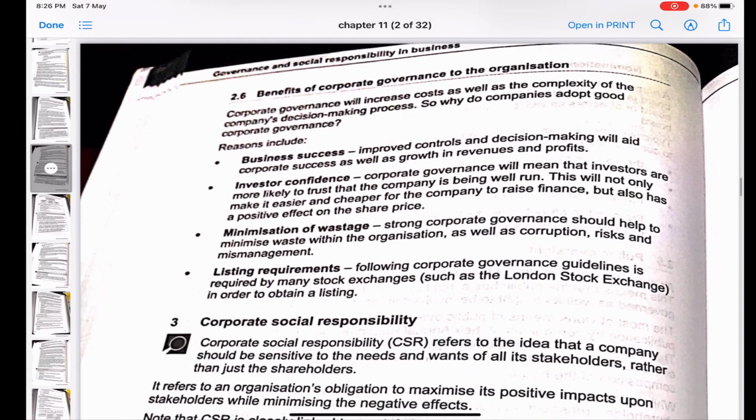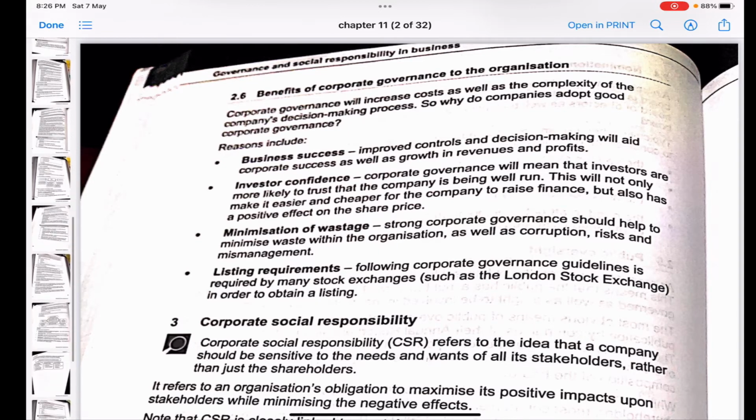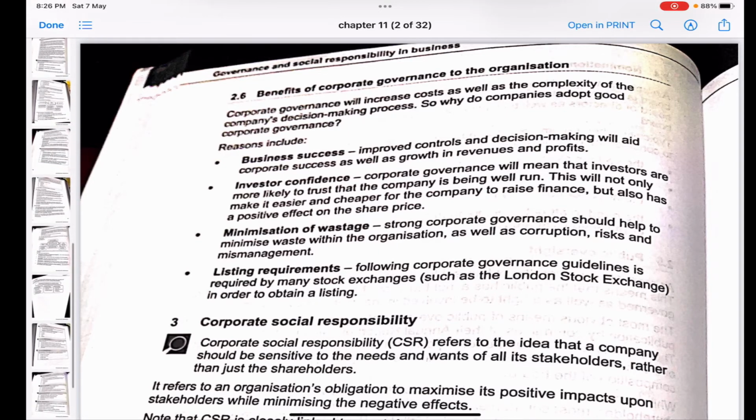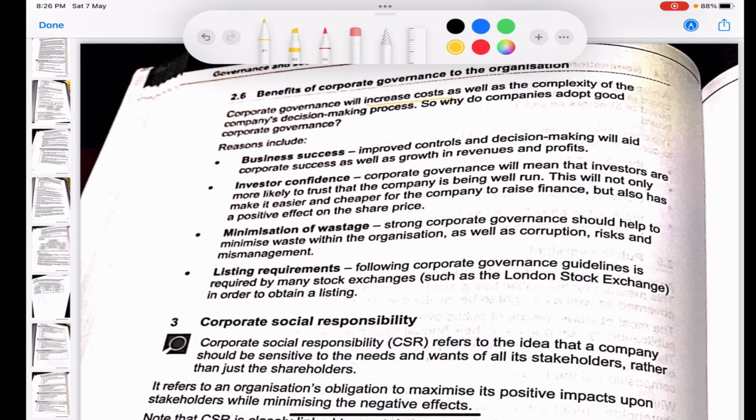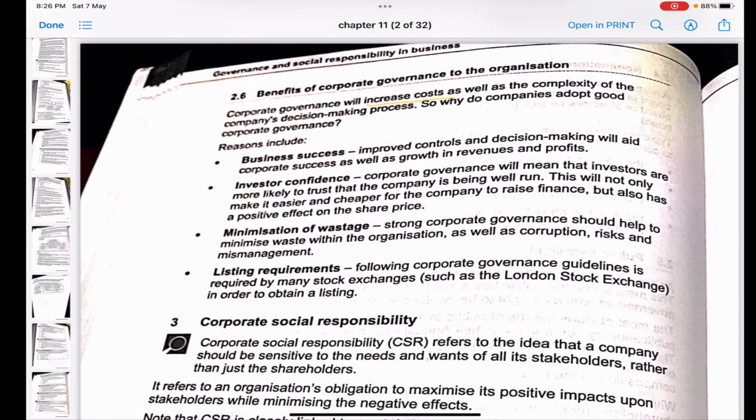So, what are the benefits of corporate governance in an organization? These are very easy. Corporate governance is complex, and it is also really expensive, and it will increase the costs, but still the organizations follow it. What are the reasons behind it? Is it really worth it? Is it worth the time? Is it worth the complexity? Is it worth the price?